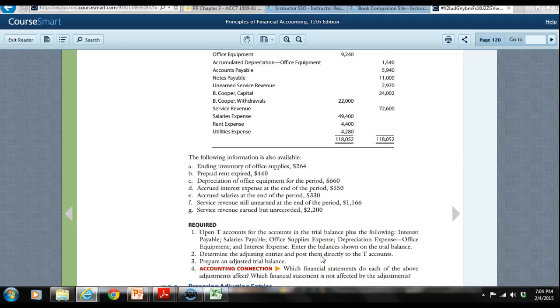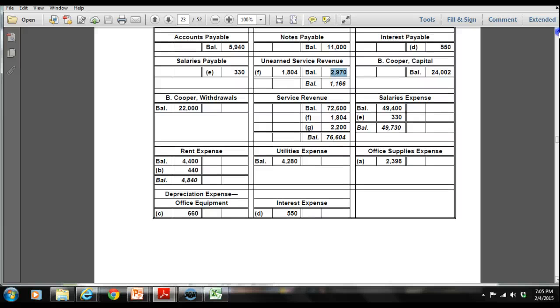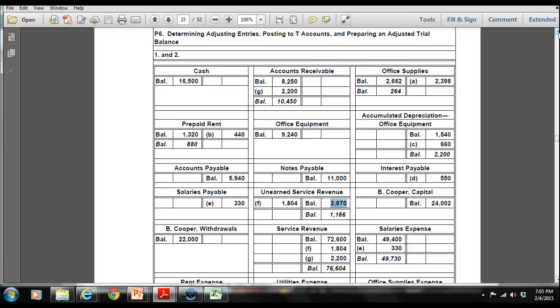Now it says to us, prepare an adjusted trial balance. In order to prepare an adjusted trial balance, we need to come up with new balances in all these accounts. So those that have more than one entry in them, we're going to need to create a new ending balance. You see cash, we only have one balance. It's just the beginning balance. Nothing else was adjusted, so we don't need to do anything there.